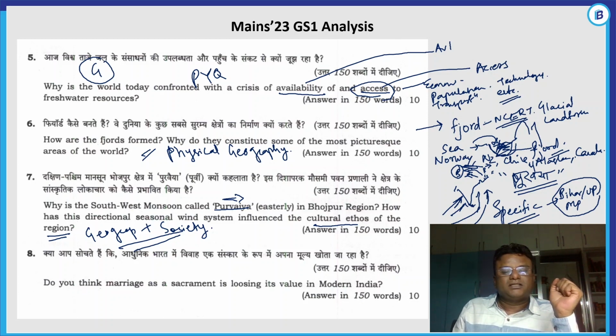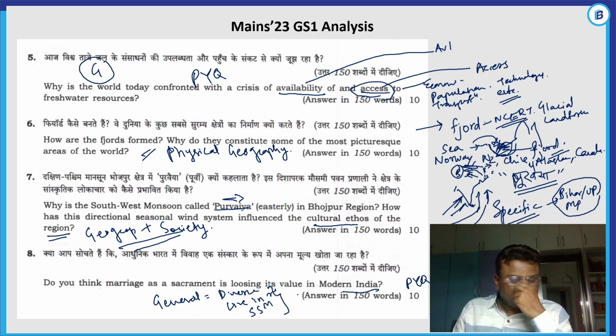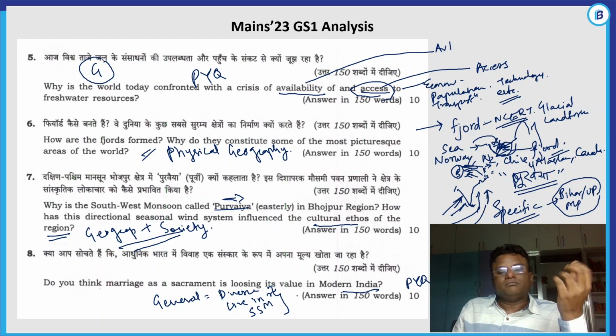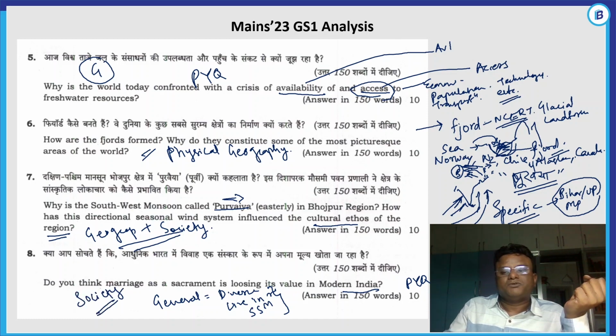Eight. Do you think marriage as a sacrament is losing its value in modern India? Again, a PYQ based question, a very general question, right? You can talk about divorce, live-in relationships, same-sex marriage, etc., in this, and then link it to the sanctity or the sacrament or the purity of the marriage institution in India. Okay, but this is a social question, a very, very basic question, I would say, from that perspective.